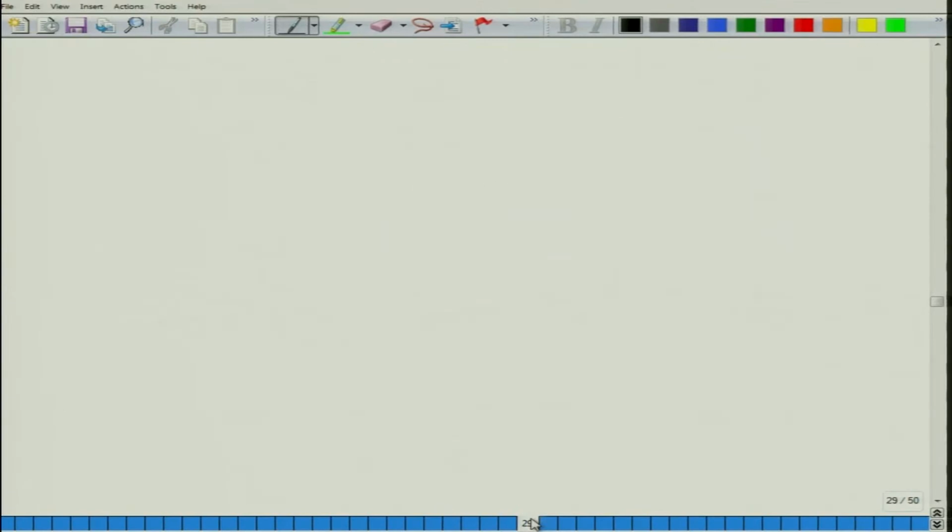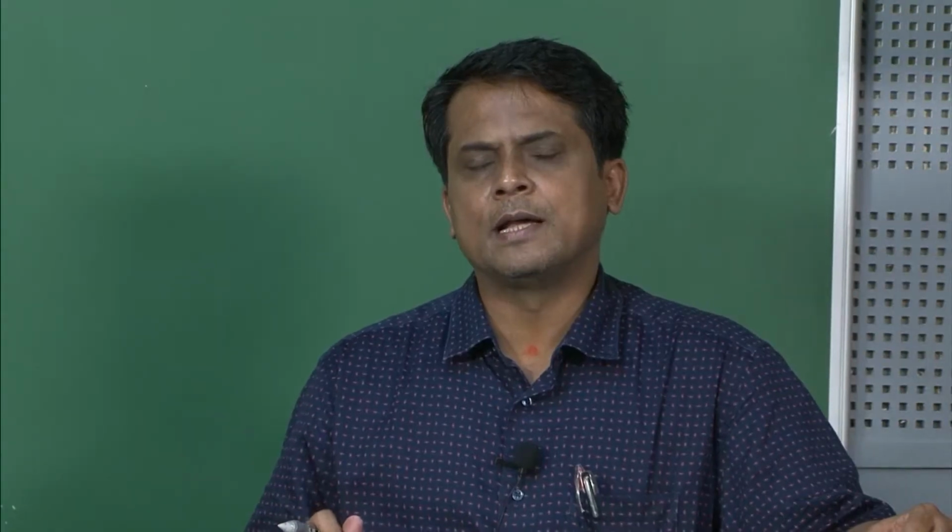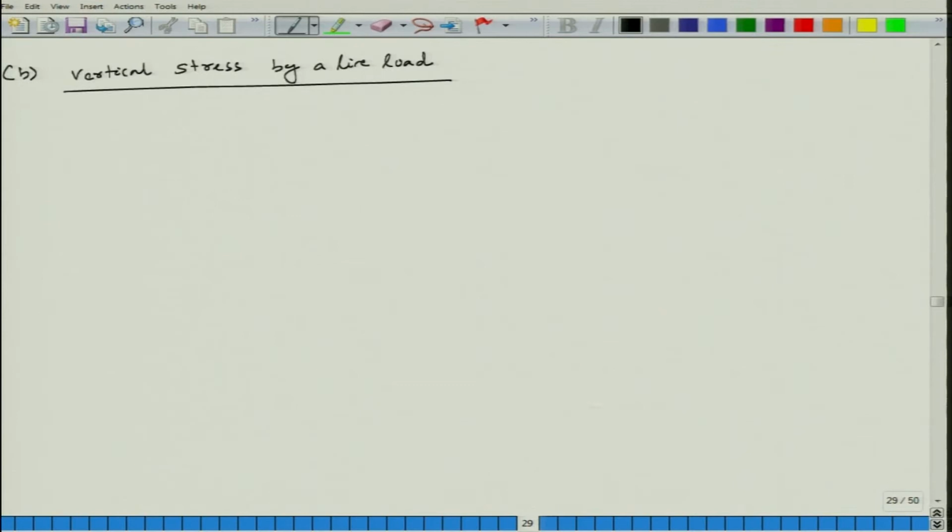Now, let us come back to your point load. The second one is vertical stress by a line load. Basically, this derivation is an extension of the vertical stress below a point load. Let me draw it in such a way that you can understand more easily.